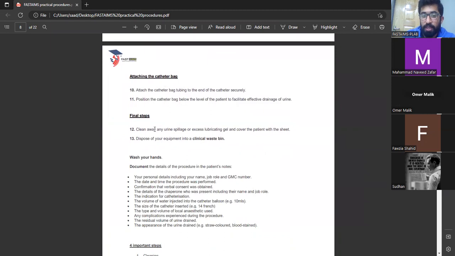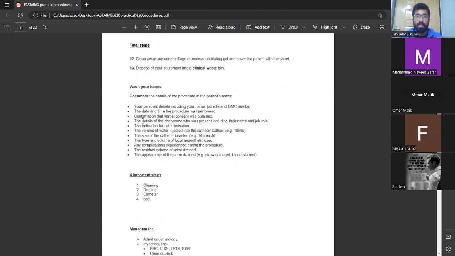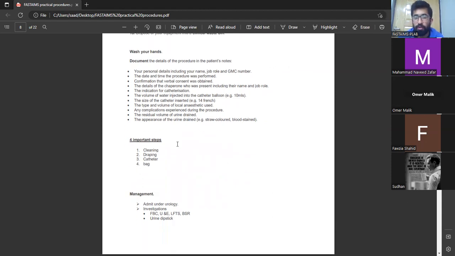And the final steps: dispose of everything, like the drape or the cotton balls, into the waste bin. Whenever you use a cotton ball, just throw it into the waste bin. Okay, then document details, procedure, patient's notes, everything. These are the list that I have made, and you have to just mention 2 to 3 things, like details of the patient, the size of the catheter and the color of the urine. The 3 to 4 things. You will not have enough time to state all these things.